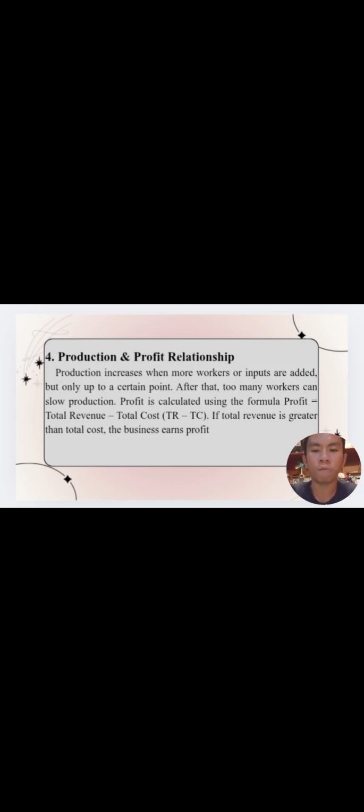Number 4. Production and profit relationship. Production increases as more workers or inputs are added, but only up to a point. After that, adding too many workers can slow production due to overcrowding or inefficiency. Profit is calculated as total revenue minus total cost. A business earns profit when the money it makes as revenue is higher than what's spent on production costs. Otherwise, it experiences a loss.